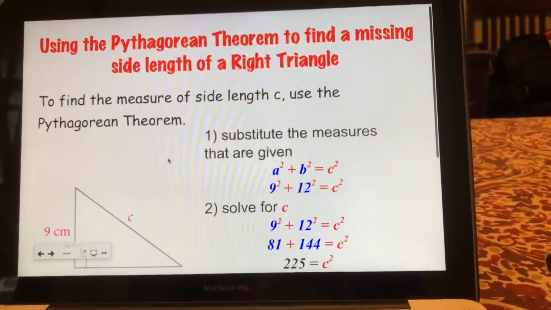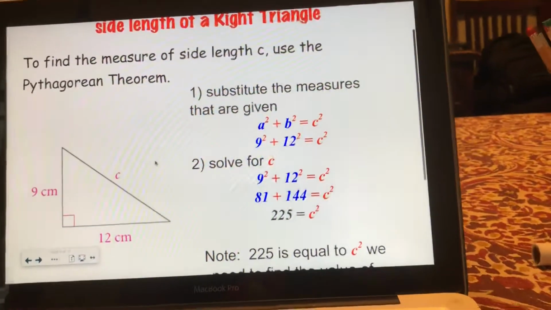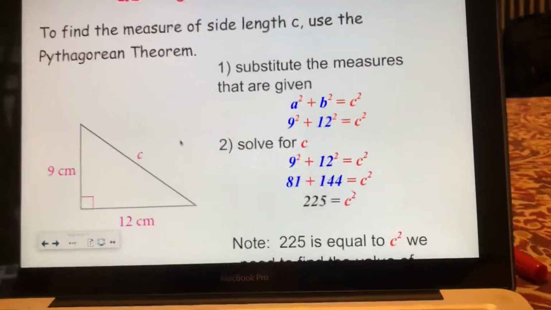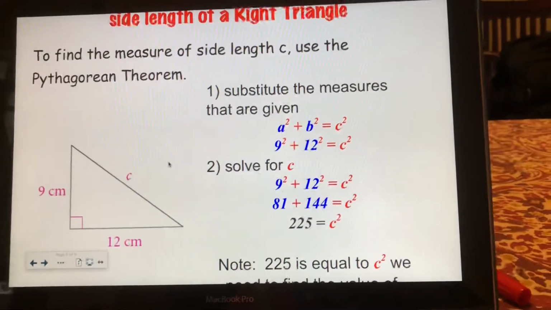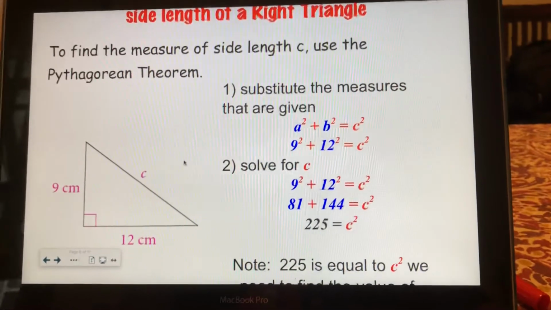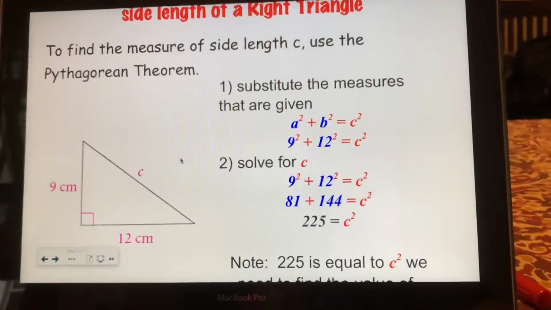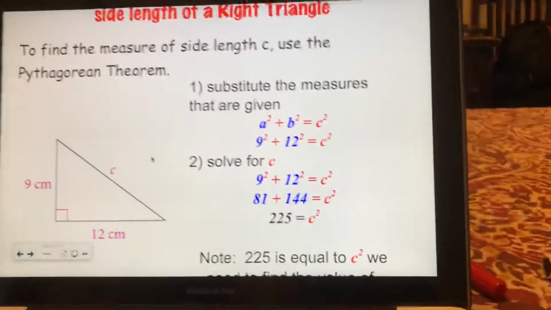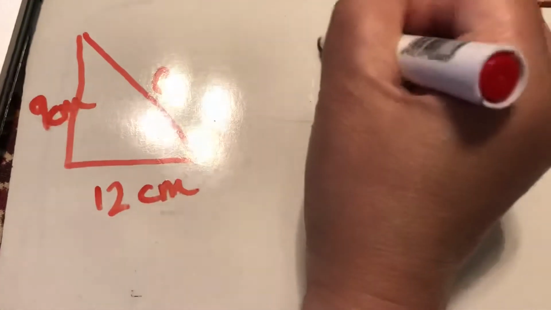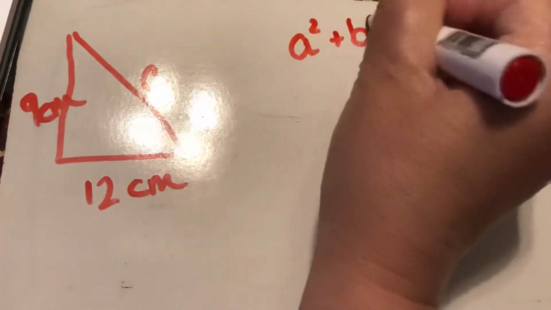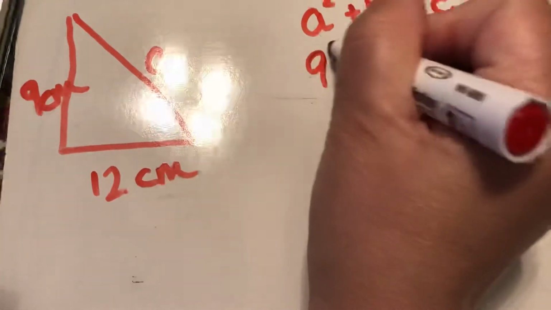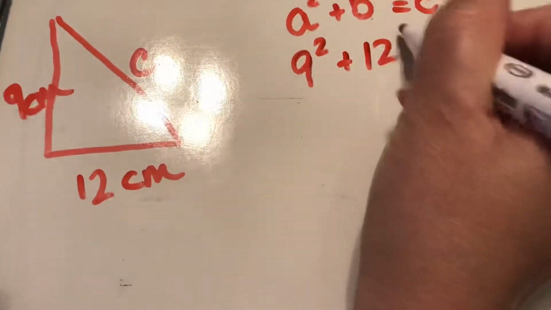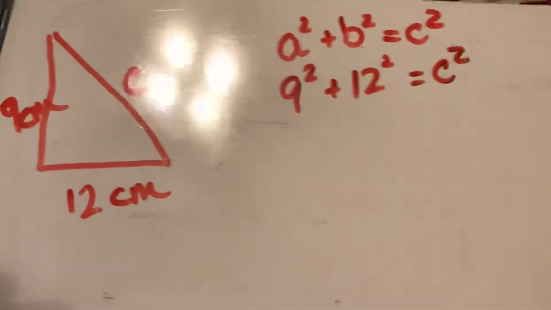Okay, using the Pythagorean theorem to find the missing side lengths. So here's my triangle. I know it's a right triangle because there's the little square in the corner, and I'm given the measures of the two side lengths, and I need to find the hypotenuse. So I'm just going to use substitution. Here's my drawing. And I'm going to use my formula, a squared plus b squared equals c squared. And I'm going to substitute. I'm going to put 9 for a, 12 for b, and I want to know what is c squared.